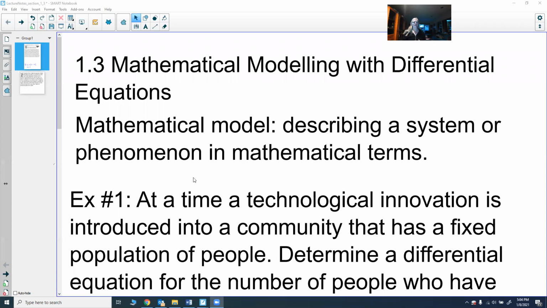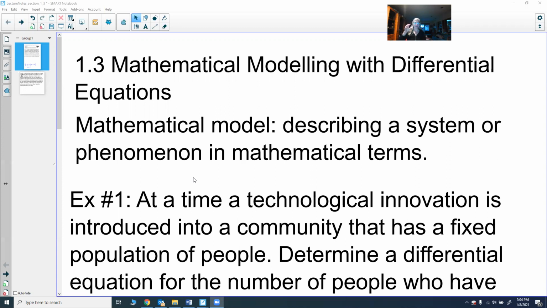So now that we have a little bit of understanding of what a differential equation is, let's talk about how we can actually model some situations. And so we're going to use differential equations to model them. These are called mathematical models, and this is where we're going to describe a system or phenomenon in mathematical terms. Now, when we say system, it doesn't mean we're getting a system of differential equations.